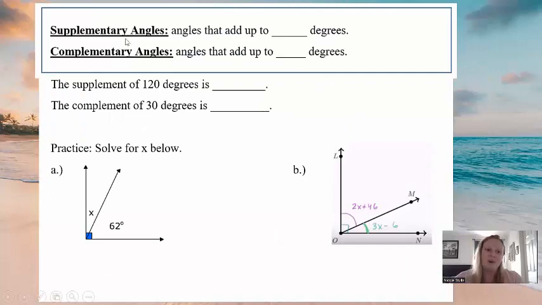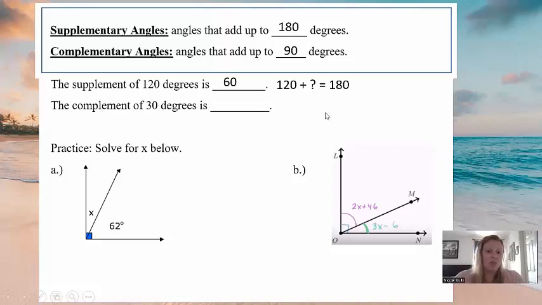We'll go ahead and throw in 2 more words for you. So we have the word supplementary, which means angles that add up to 180. And then we have complementary, which means angles that add up to 90. And a typical question would say, what's the supplement of 120? That means what number plus 120 gets you 180? So obviously, you would just subtract 120 from 180 and find out, oh, that's 60.